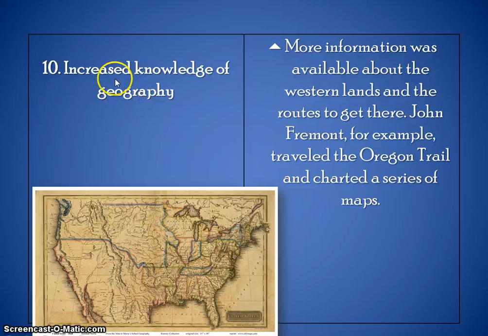And lastly, there was the increased knowledge of the geography. You can see an old-time map. This is from about 1820. More information was available about the western lands and the routes to get there. John Fremont, for example, traveled the Oregon Trail and charted a series of maps. The more people went out west, the better maps they had.